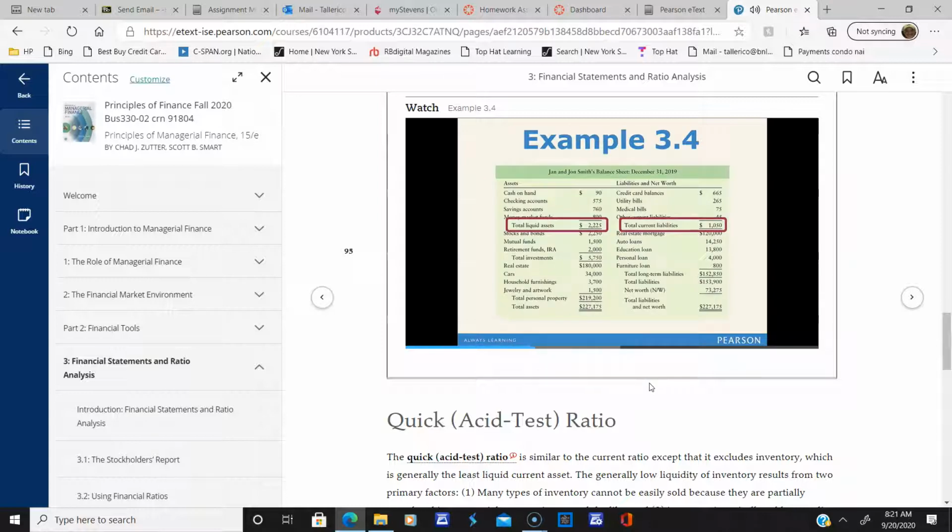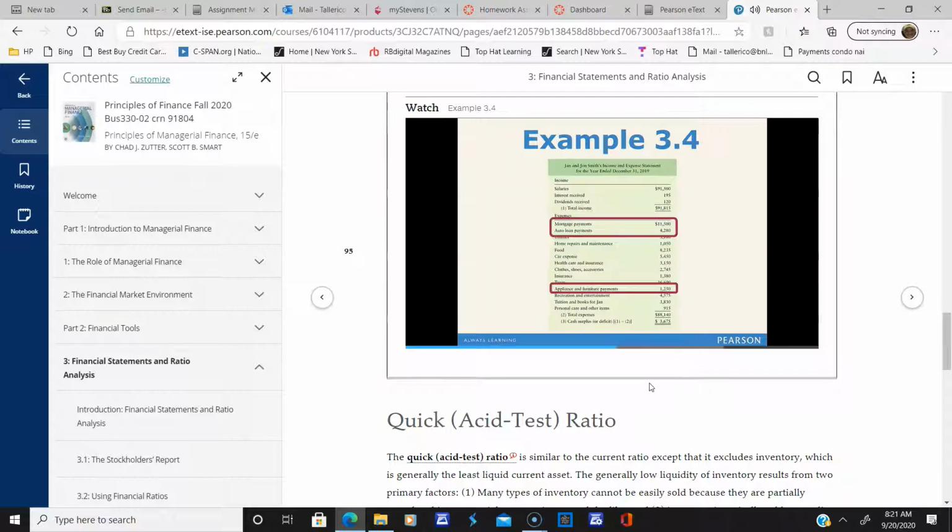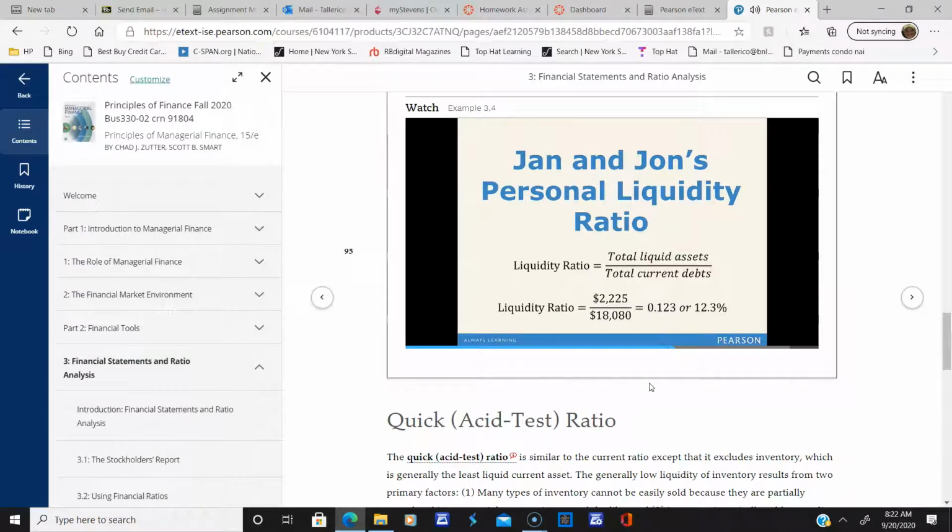In this example, Jane and John Smith have $2,225 in liquid assets with which to cover their bills. Over 12 months, they have to pay bills amounting to $18,080. The $18,080 in total current debt comes from total current liabilities of $1,050, plus mortgage payments of $11,500, plus auto loan payments of $4,280, plus appliance and furniture payments of $1,250. Dividing their total liquid assets by their total current debts finds that their personal liquidity ratio is 12.2%.